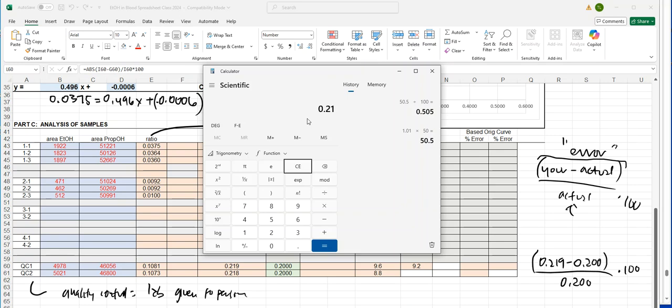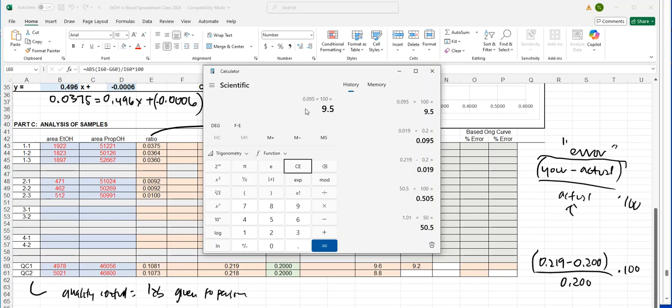So 0.219, and then we're going to subtract 0.200 from that. Then we're going to divide by 0.200 and hit enter. That's the value that I get. Then I multiply by 100 because we need percentage, and I get 9.5, give or take a little bit, percent off. So I'm less than 10%.